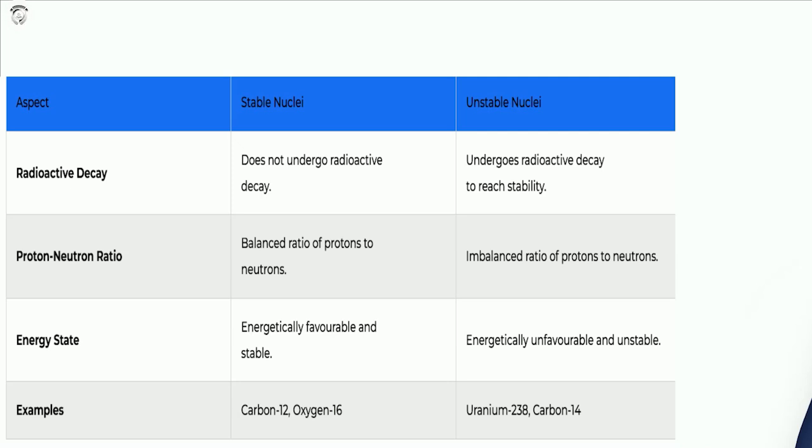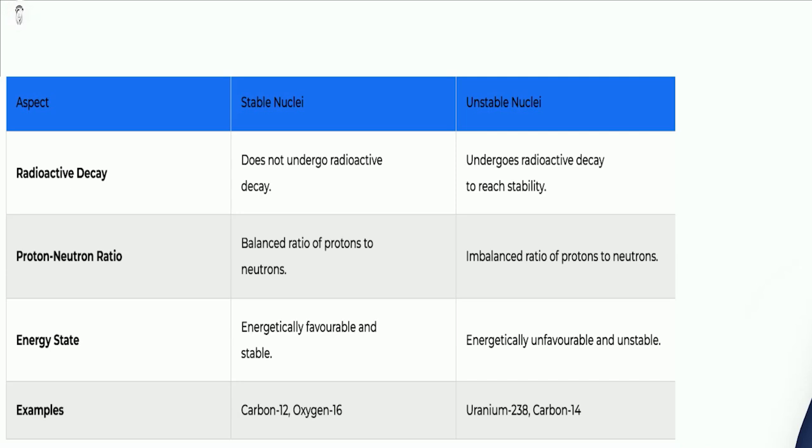Then the proton to neutron ratio. In stable nuclei, the proton and neutron ratio is balanced. But in unstable nuclei, there is an imbalance in the ratio of protons and neutrons, and therefore this is the reason they are called unstable nuclei.